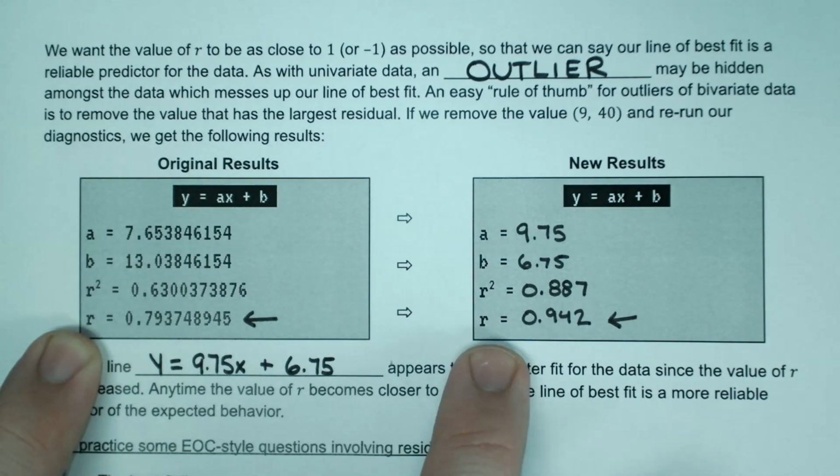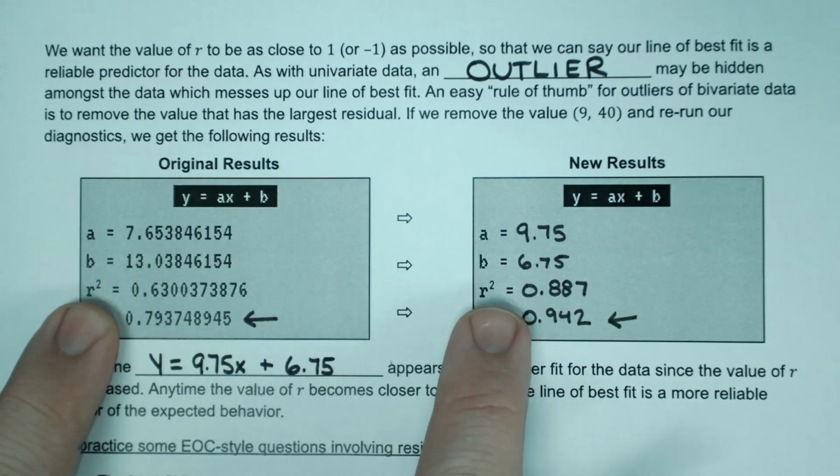Anytime you see the R value go up, that means that your line of best fit fits better. R squared, we're going to talk about tomorrow. That means something else. It's called the coefficient of determination. That just basically tells you, should we be using a linear function versus like a quadratic or exponential?